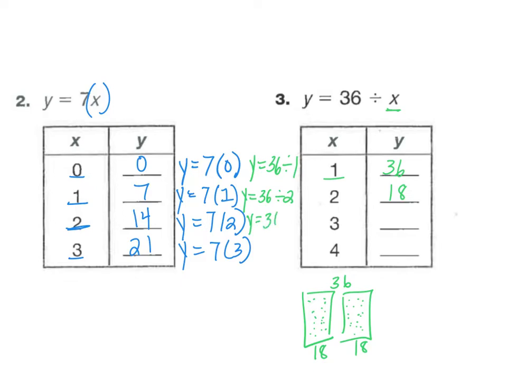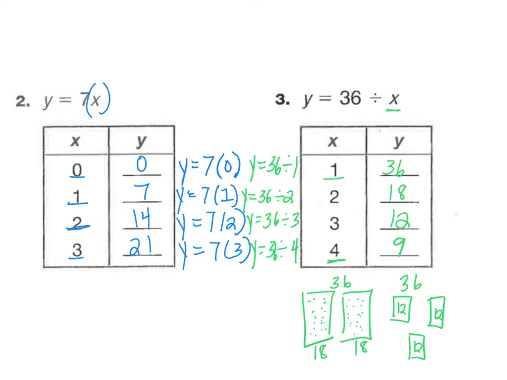Y equals 36 divided by 3. 36 divided into 3 groups. I could do the same thing where I have 36, but here I have 3 groups. I know my multiplication already, so I know that 12 is 36 divided into 3. So 12. Y equals 36 divided by 4. I'm replacing X with 4. 36 divided by 4 is 9.